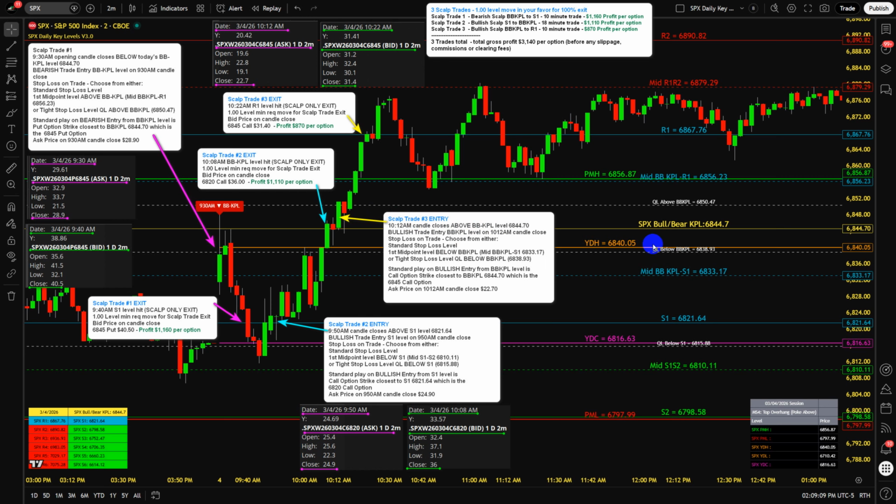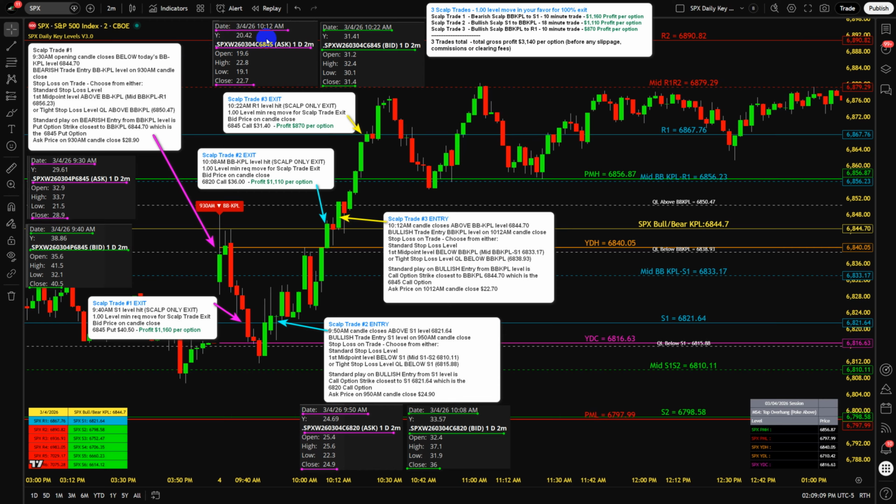In this particular case, our stop loss on this trade, since our trade is from the bull bear KPL level, our tight stop loss will be the QL level below the BBKPL. If you prefer to use the standard stop loss, it's the first midpoint level below the level we're taking the bullish trade on. So that is going to be this midpoint level here, mid BBKPLS1. The standard play on this option play is going to be from this bullish entry from the BBKPL. The closest strike to 68.4470, which is the 68.45 call option.